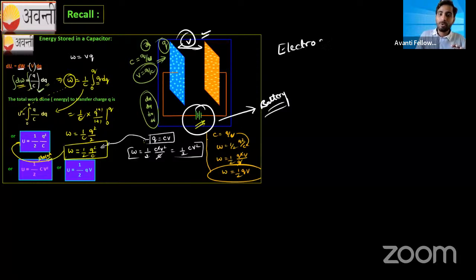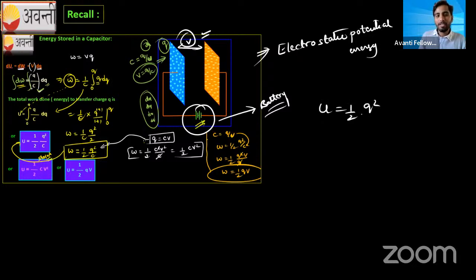Electrostatic potential energy. This is the energy which is stored inside the capacitor plates. Now if I want to find the energy value, we got it in the form U is equal to half Q square by C. This is what we did. This is work done actually. This work done only we set as potential energy.